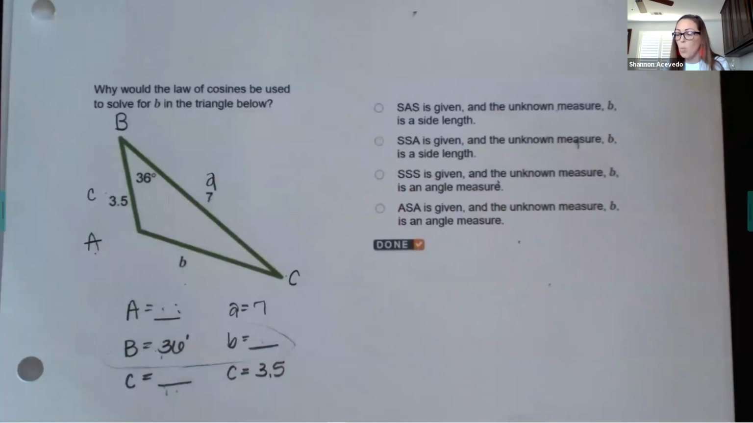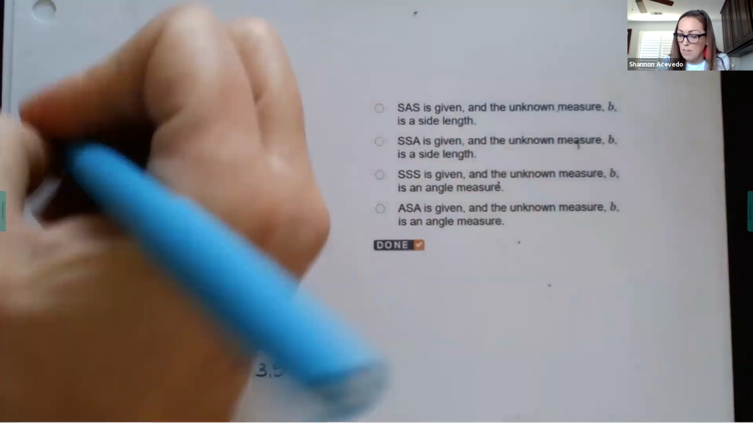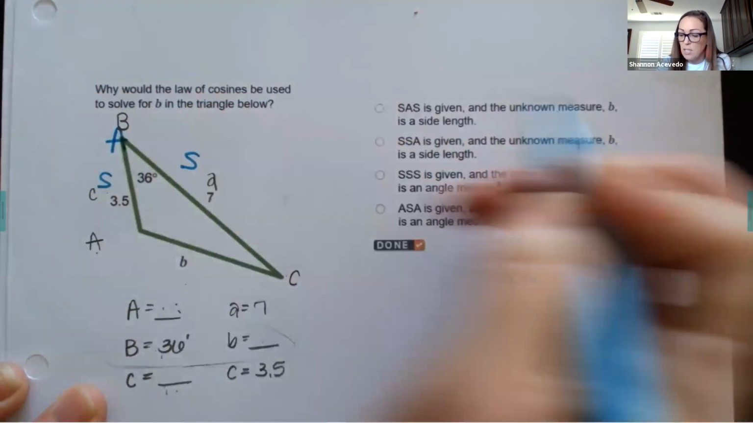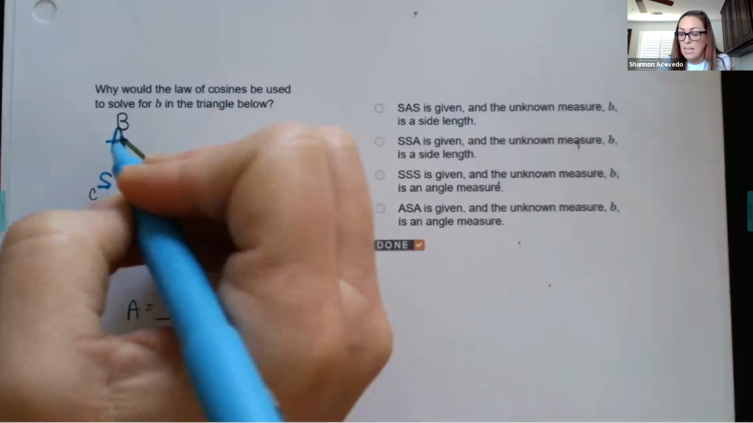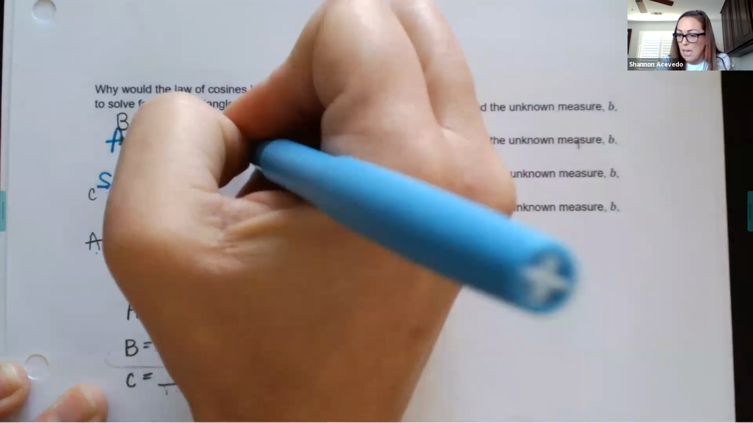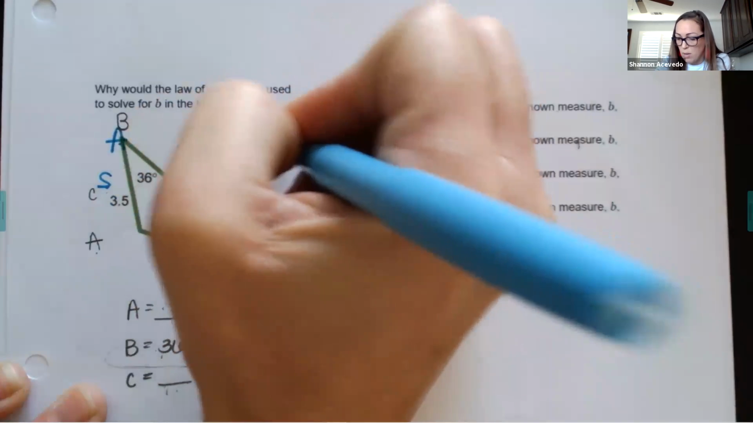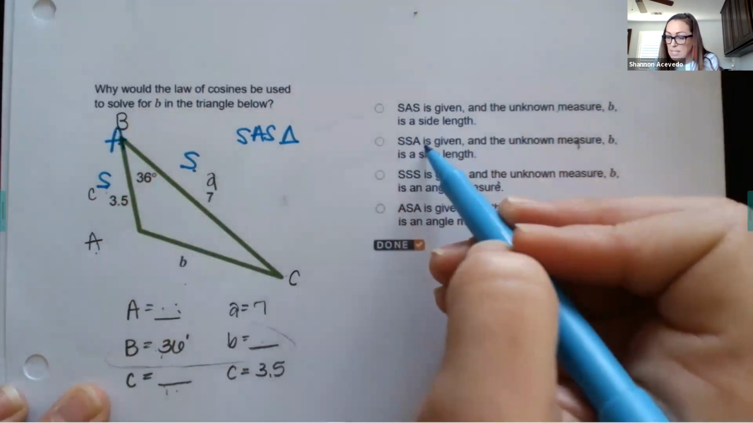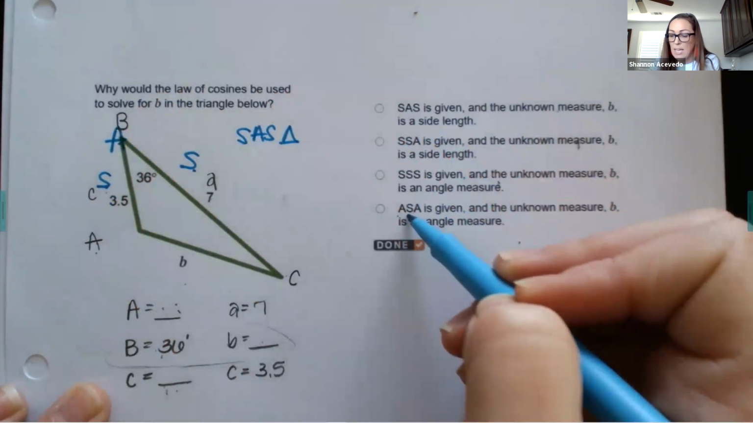Okay, so why is it the law of cosines? Well, let's look at what we're given. I was given a side, I was given an angle, and I was given a side. So this is what we would call an SAS triangle, SAS triangle. So over here, it says that we have an SAS, an SSA, SSS, or ASA.